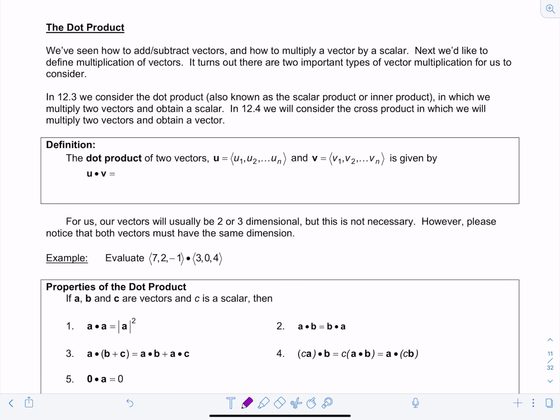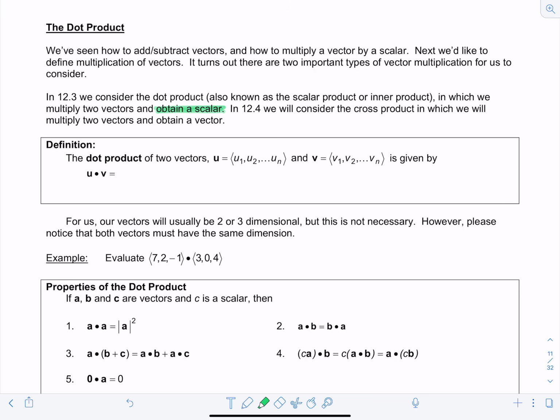So first, in this video, we're going to consider the dot product. The dot product also is referred to as the scalar product or sometimes the inner product. When you use the dot product to multiply two vectors, your result is a scalar. So you don't get back a vector, you get back a scalar quantity. Then in the next lesson, we're going to consider the cross product. With the cross product, when you multiply two vectors, your result is another vector. So that's a different kind of vector multiplication.